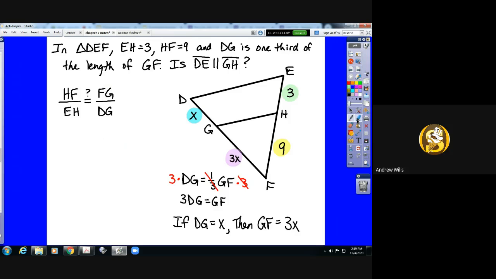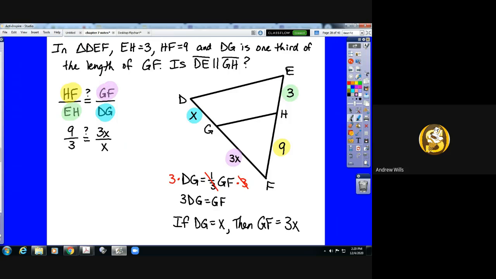So we're going to plug these numbers into our proportion where they belong, and we're going to check to make sure that our proportion is true. So we say 9 is to 3 as 3x is to x, and we're checking to see if that is true. I just noticed I got the letters reversed here as well, so I better fix that. Should be GF. Again, doesn't matter, but let's make sure we're being consistent.